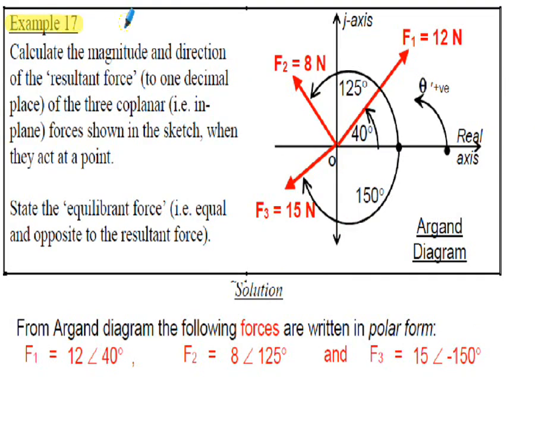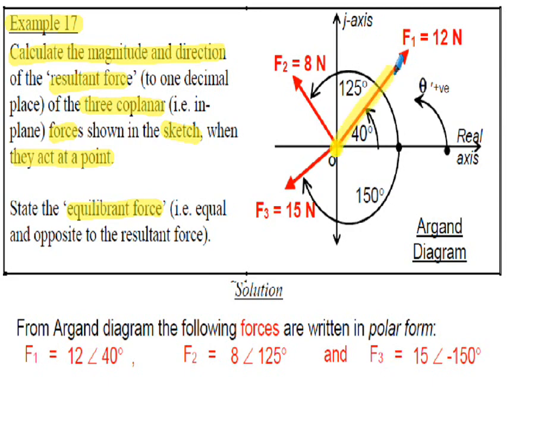Example 17 is a mechanically orientated problem. We're asked to calculate the magnitude and direction of the resultant force of the three coplanar forces shown in the sketch when they act at a single point, being here. We're also asked to state the equilibrium force, which is simply the equal and opposite force to the resultant force. So in this case we're given three coplanar forces. That just means they're in two dimensions. They're actually concurrent forces because their lines of action all go through the same point O here.